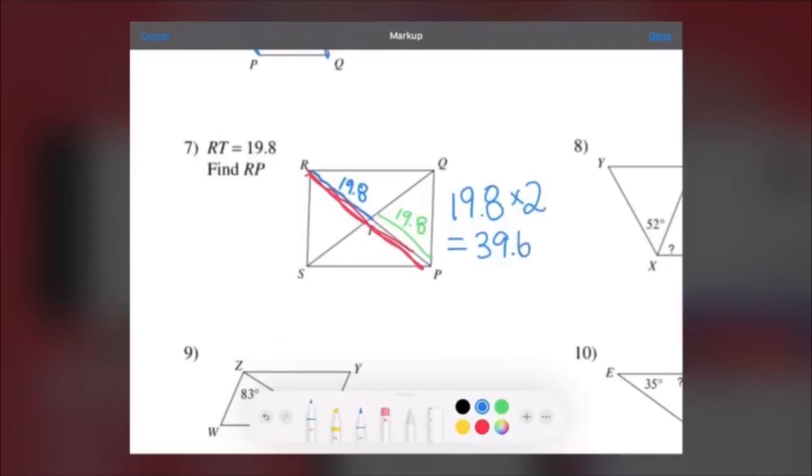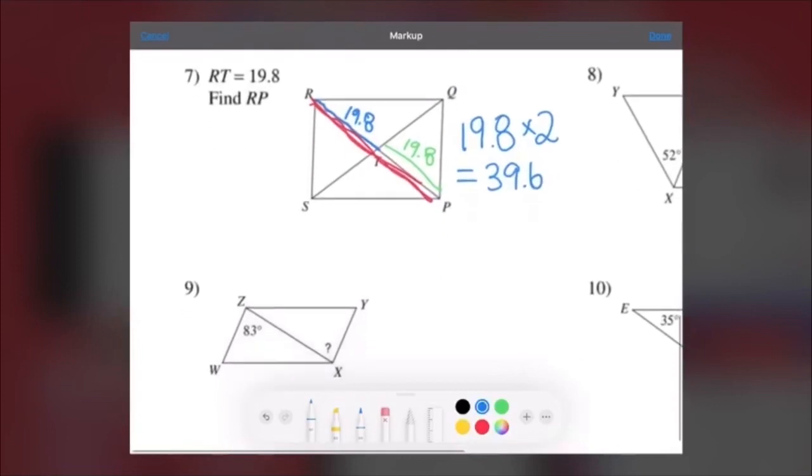Alright, so again, if you're going back when you're doing the Google Forms sheet, you can play this video, pause it, rewind, which is nice. Alright, so let's move on to number 9.